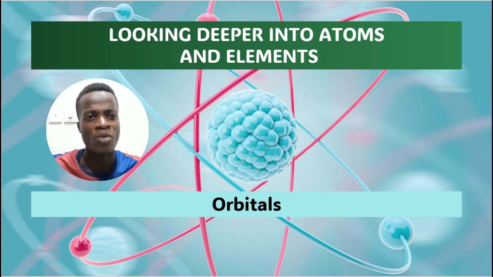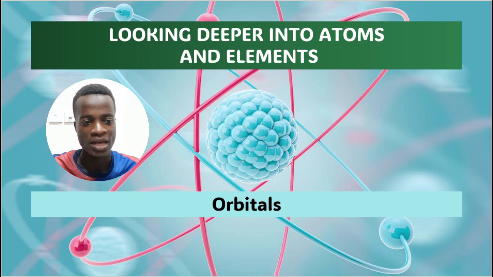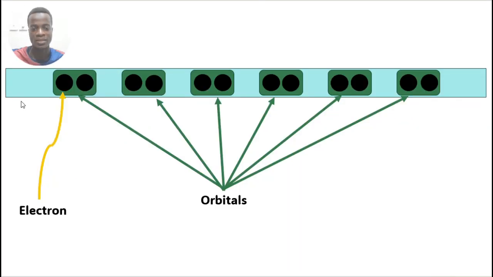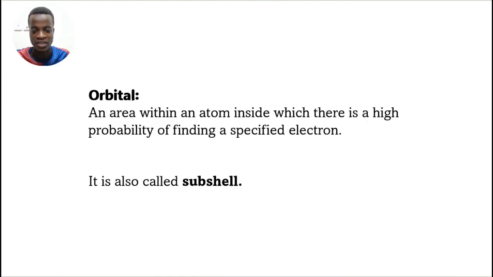So what did we say orbitals are, right? We said this is how an orbital looks like. From the previous session, it's in the shell, and they are the green boxes. So they are space within the atom, right? And then we said, by definition, an orbital is an area within an atom in which there's a high probability of finding a specified electron, and we stressed on the specified in the previous session.